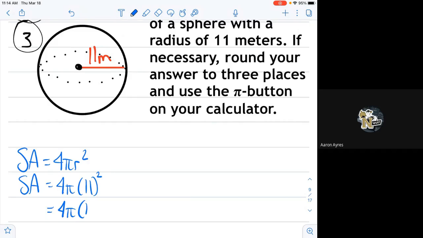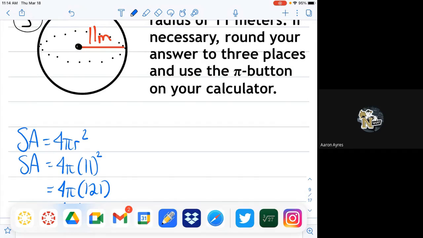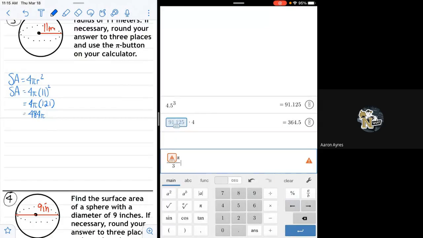121. Very good. Okay. Multiply that by 4. What do you get? 121 times 4? 484 pi. Okay, we're going to put that in the calculator and see what we get. So we'll just get a new line here. Oops, let's just get rid of all this. Maybe if it'll let me. There we go.